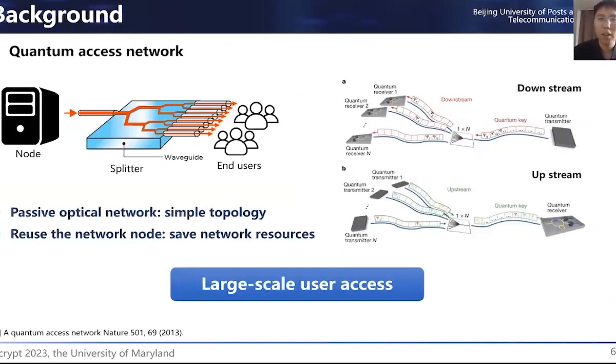In 2013, the proposal of the quantum access network provided an efficient networking strategy. It uses the passive optical network to connect the node and the end users with a simple topology. Moreover, the network node is reused, therefore network resources are saved, which is suitable for large-scale deployment.